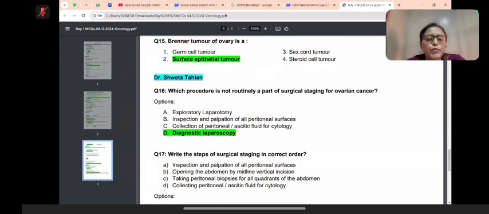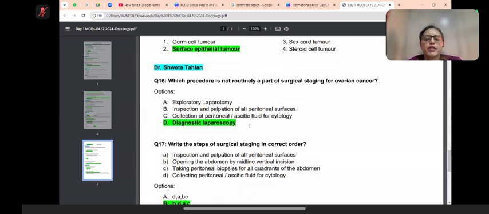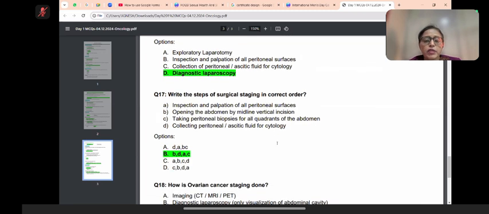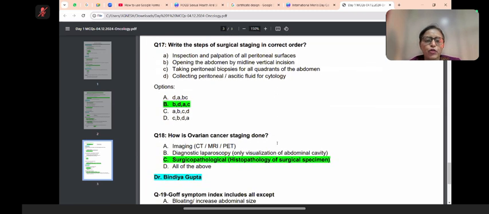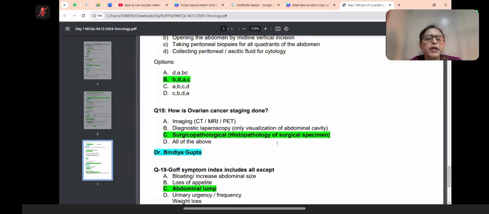Question number 16, which procedure is not routinely a part of surgical staging for ovarian cancer? So diagnostic laparoscopy is not a part of routine surgical staging for ovarian cancer. And it should not be done when the mass is suspected to be an ovarian malignancy. What are the steps of surgical staging in correct order? The answer is B. That is first is BDAC, which is opening the abdomen first, and then collecting peritoneal fluid.